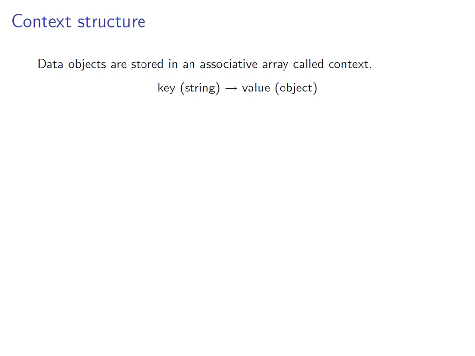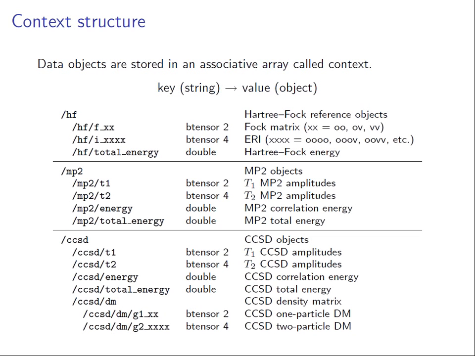So the context is simply an associative array where keys, strings, identifiers, are mapped onto some objects. And this is an example. I'll explain in a second where this comes from, but I'll just show you an example of how a context is organized in a real calculation. In this particular example, it's a CCSD calculation.